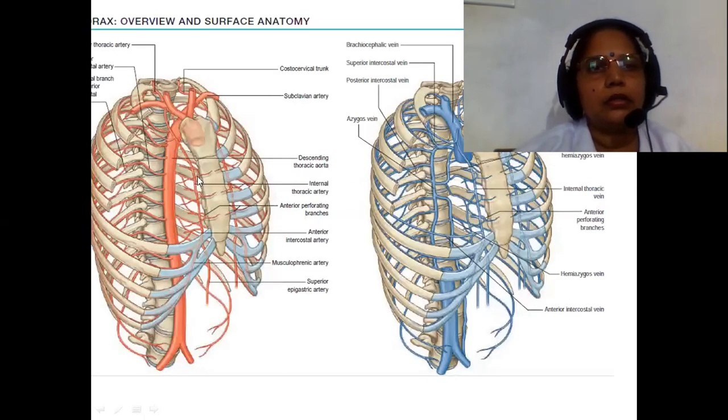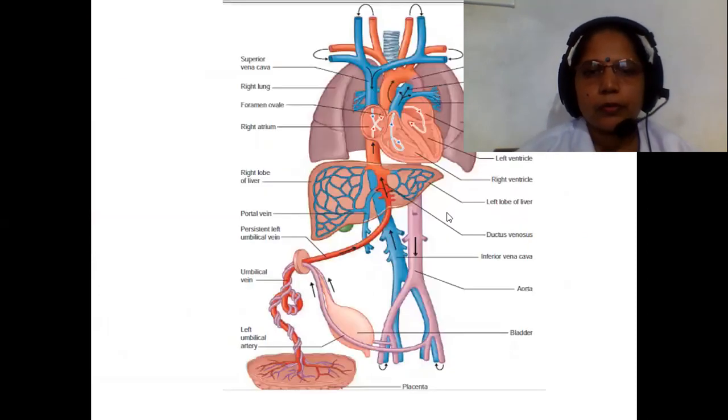So this is the surface anatomy, the thoracic cage, and the blood supply. Here you can see the arterial supply. This is the thoracic aorta. The thoracic aorta is continuous within the abdomen. It is called the abdominal aorta, and this is the venous supply of the thoracic cage.